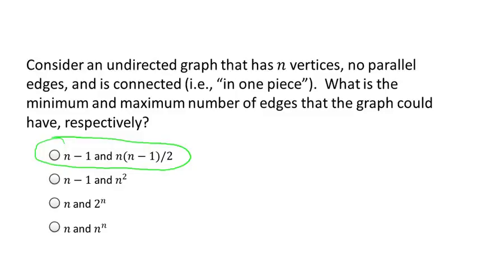You can also convince yourself of this by drawing a few pictures and noticing that trees achieve this bound exactly. So for example, here is a 4-vertex tree that has 3 edges. So this is a case where m is indeed n minus 1.